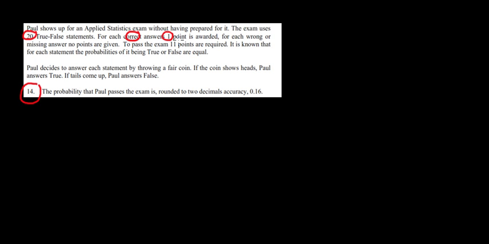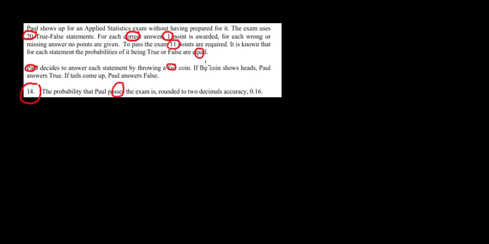Now to pass the exam we need at least 11 points, and we also know that the probability for each statement of being true or false are equal. Now Paul decides to answer the statements by throwing a fair coin. So if the coin shows heads, Paul answers true. If it's tails, he answers false. What's the probability that he passes the exam?